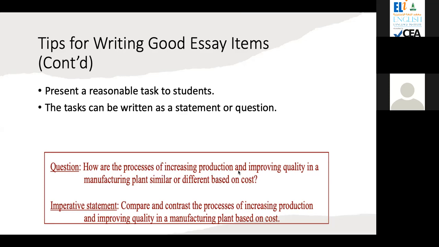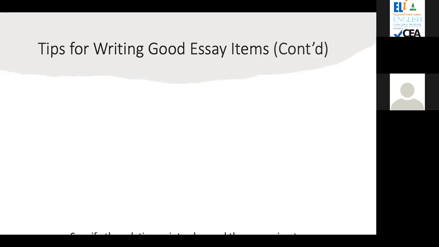How are the processes of increasing production and improving quality in a manufacturing plant similar or different based on cost? So this is just an example. And if you look at the imperative statement, compare and contrast. So we can design an essay exam in the form of a question where we can bring these task words and ask students to write, or we can put it in imperative form where we put the task words in the beginning and it becomes an imperative statement. In both ways, it's okay, but the idea still is that it should be very clear.